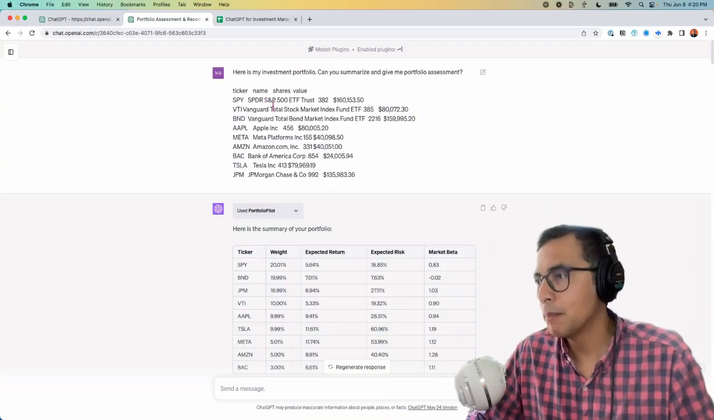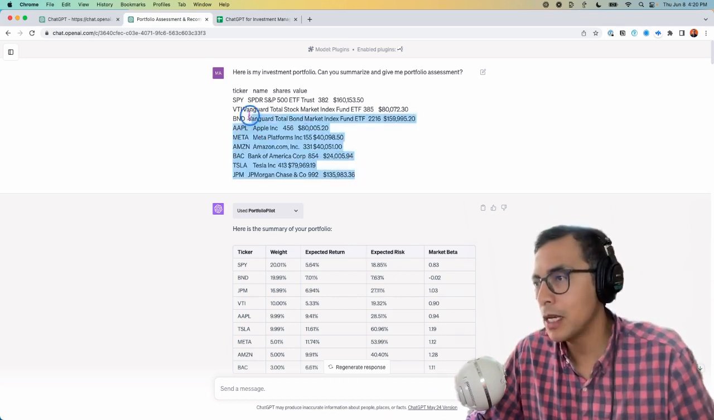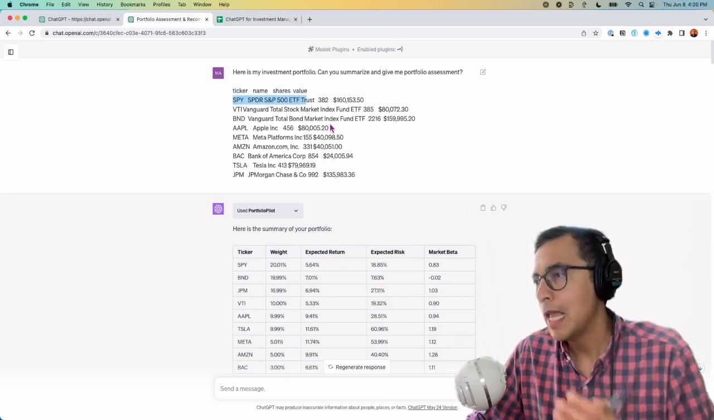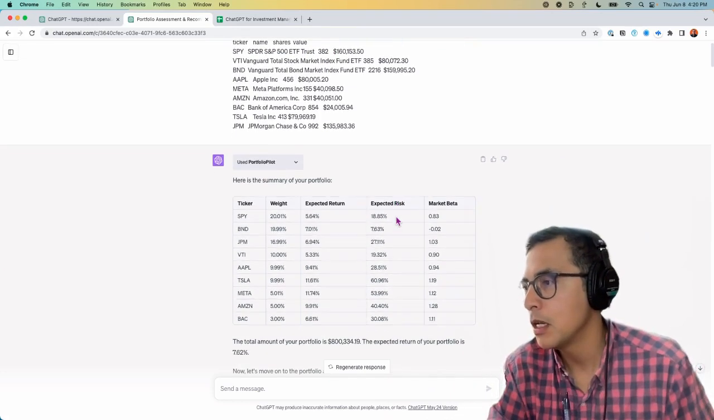First, I'm pasting in my portfolio that I put together for this exercise. It has a ticker symbol, the name, shares, and the value for that particular investment in my portfolio. And I'm asking ChatGPT to do two things right here out of the gate, and that's summarize the portfolio and also do a portfolio assessment. So let's see what ChatGPT returns.